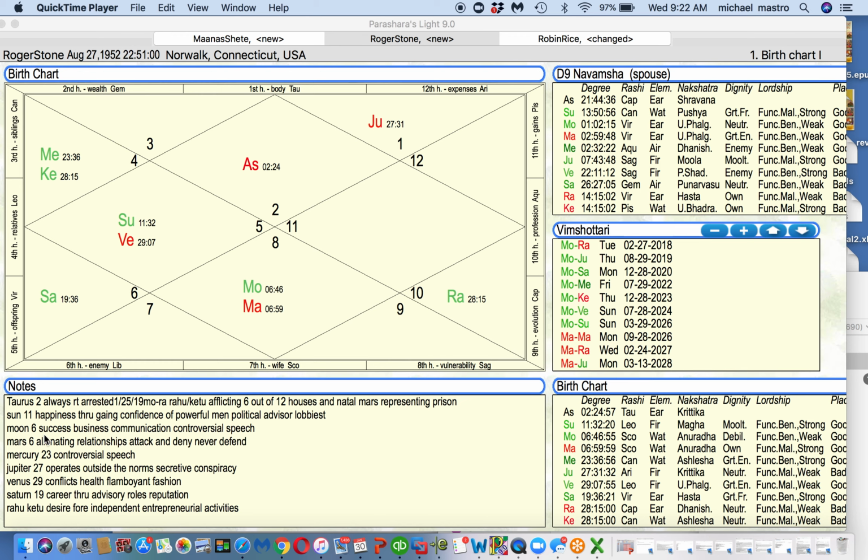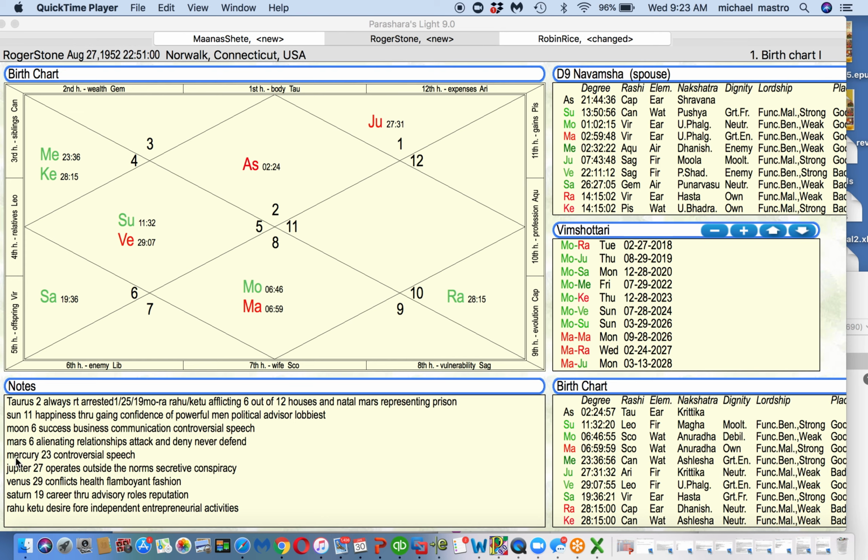So Moon is at 6 degrees. And it is ruling the house of business and communications. And that's really a big part of what he does. Now, Moon also can bring controversial speech. It's conjunct Ketu, so it can bring a little affliction. Oh, wait a minute, excuse me. It's conjunct Mars, so that can bring controversial speech and communication.